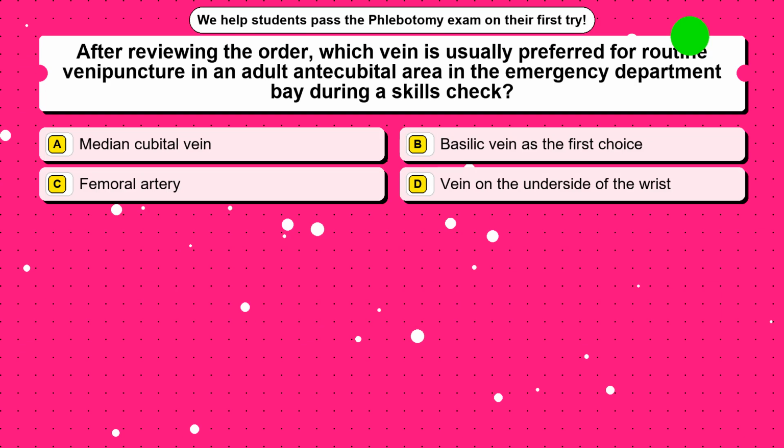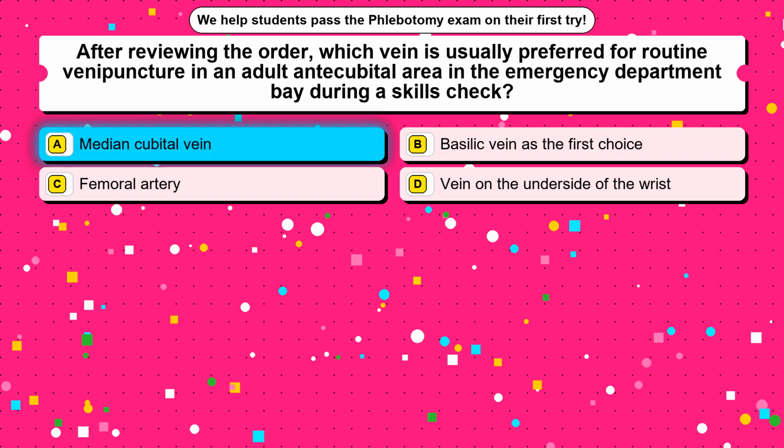Question 1. After reviewing the order, which vein is usually preferred for routine venipuncture in an adult antecubital area in the emergency department bay during a skills check? Option A, median cubital vein. Option B, basilic vein as the first choice. Option C, femoral artery. Option D, vein on the underside of the wrist.